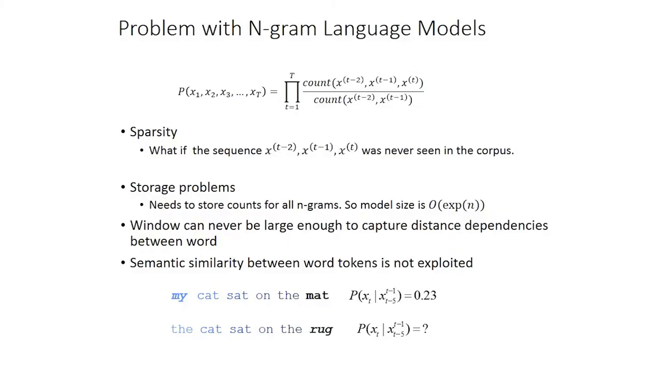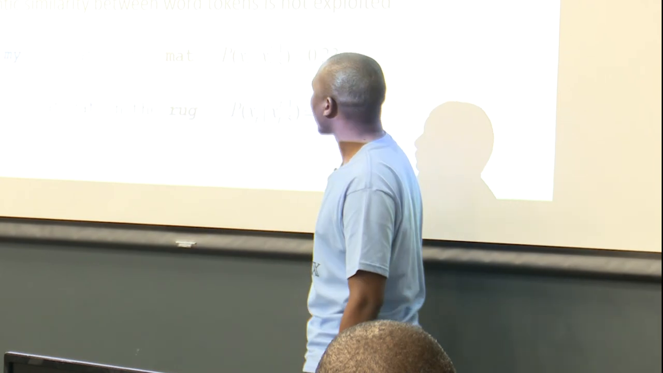And the other one is that semantic similarity is not exploited. So suppose I've got a language model that has the probability of mat appearing after this sequence of words, my cat sat on the, and the probability of mat appearing after this sequence is that. We know that mat and rug might carry the same sense. But if this did not appear in our corpus, we will not be able to predict the word rug, and your n-gram based models definitely miss that.